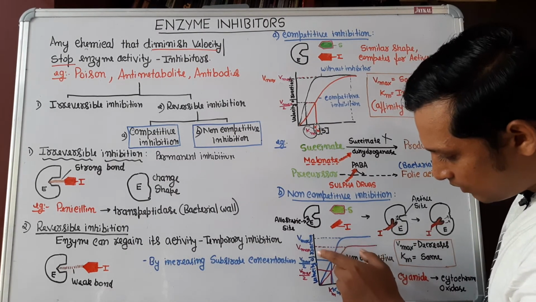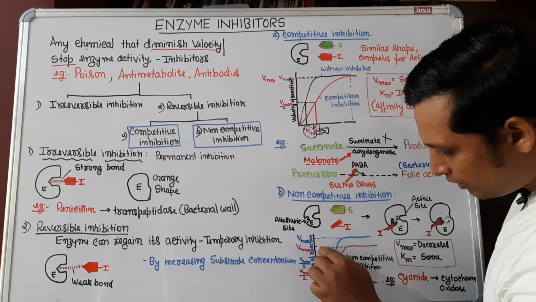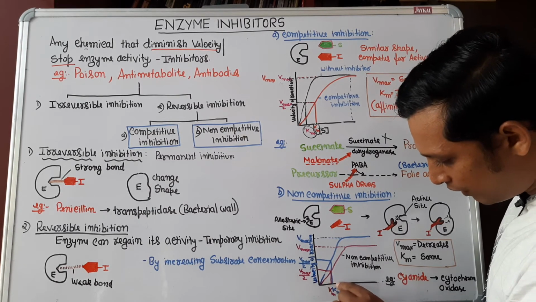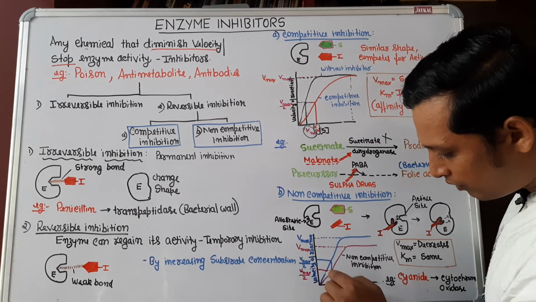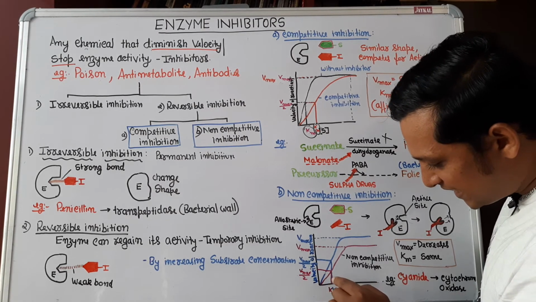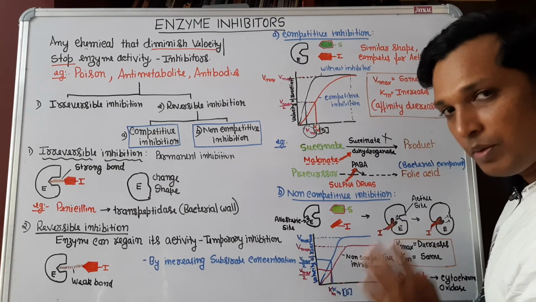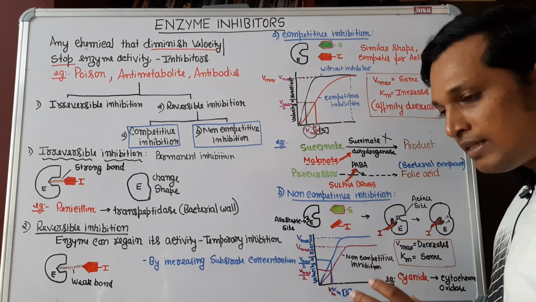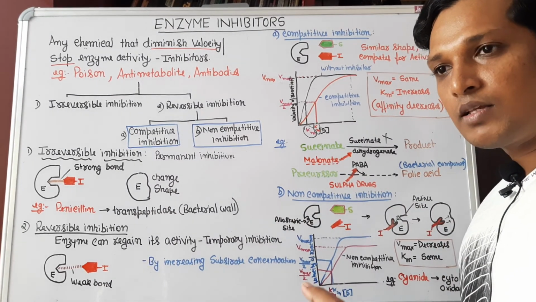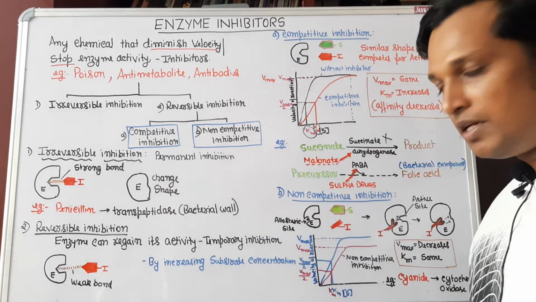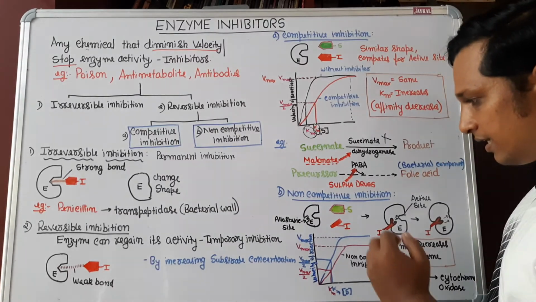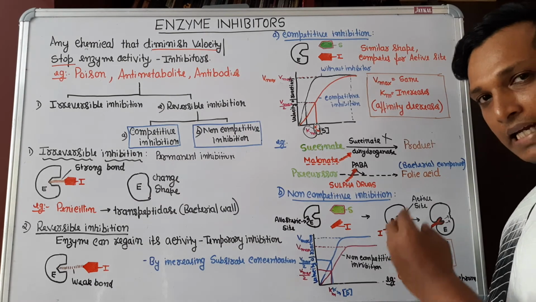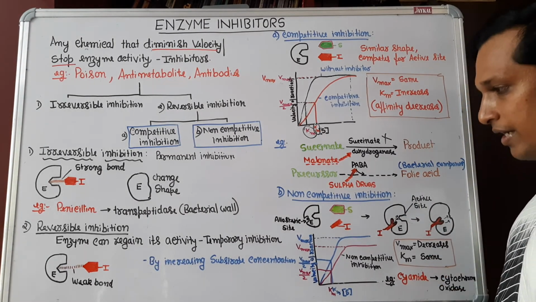When Vmax decreases, Vmax by 2 also comes down. If this is the maximum velocity, half of the maximum velocity is reached at this point. When you extend, you find that Km in non-competitive inhibition is the same as before, which means in non-competitive inhibition Km remains the same and the affinity of the enzyme towards the substrate remains the same. It will not change, but the overall velocity of the reaction decreases. That is non-competitive inhibition. For example, cyanide is a non-competitive inhibitor. It will inhibit the respiratory enzyme cytochrome oxidase.